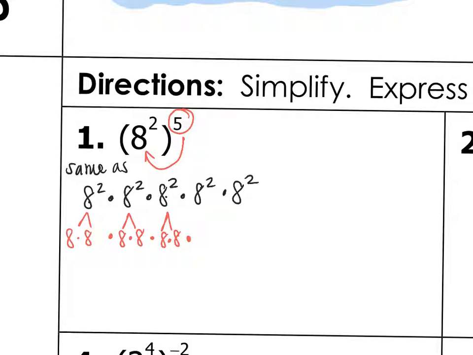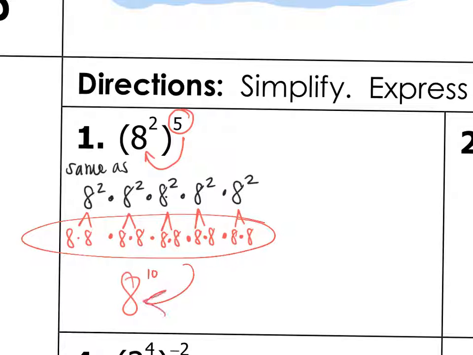Times 8 times 8. Let's keep going. Times 8 times 8. Do we get them all? Let's see. 1, 2, 1, 2, 1, 2. Yep. Let's count how many 8s are multiplying here. That is 8 to the 1, 2, 3, 4, 5, 6, 7, 8, 9, 10. 8 to the 10th. There are 10 8s multiplying.